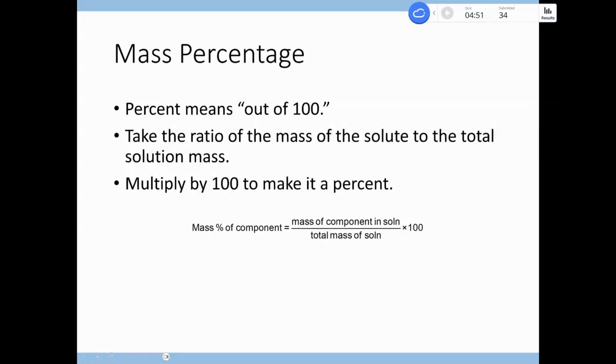So mass percentage, remember percentage means out of 100. For a mass percentage, you take the ratio of the mass of the solute, so the mass component in solution, divided by the total mass of the solution, so everything present. This is what we saw with acetic acid, where we had the mass of acetic acid divided by the total mass of everything that is present in solution. Now we multiply by 100 to make it a percent.